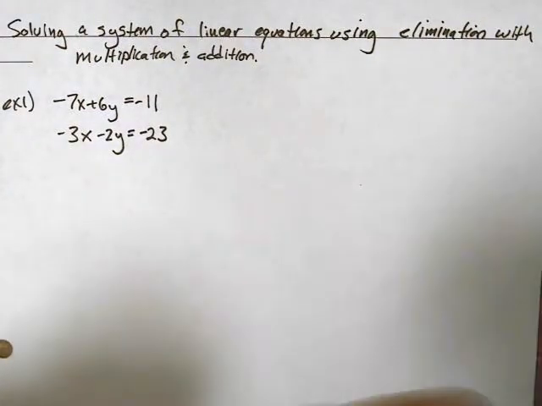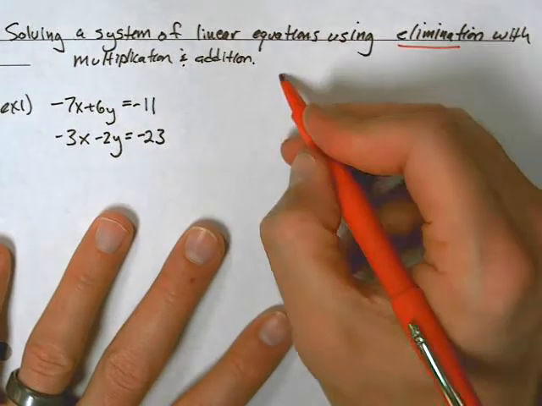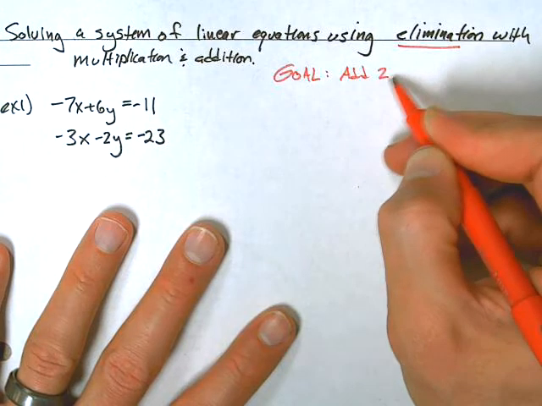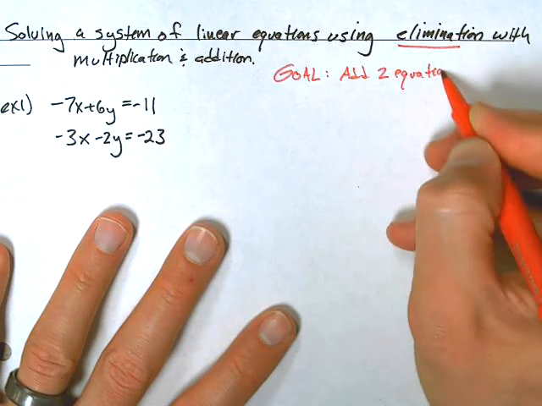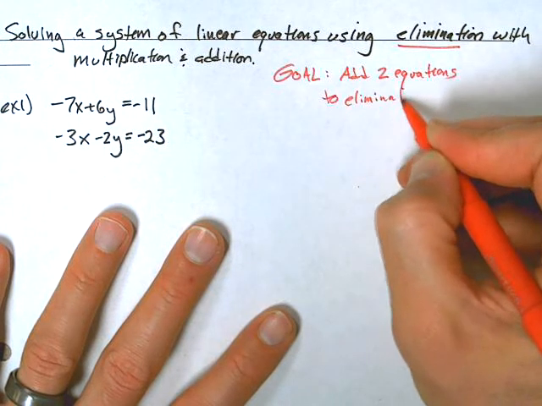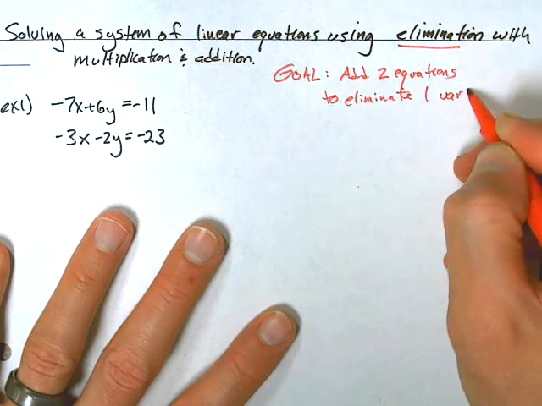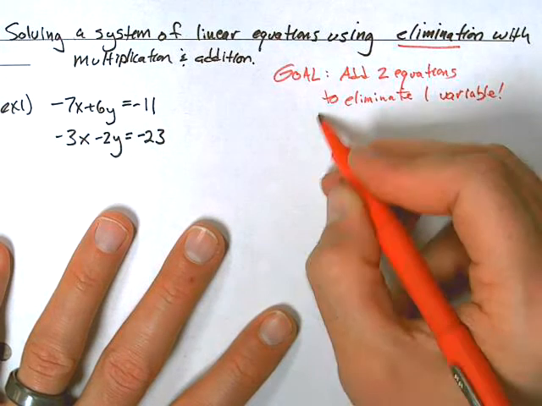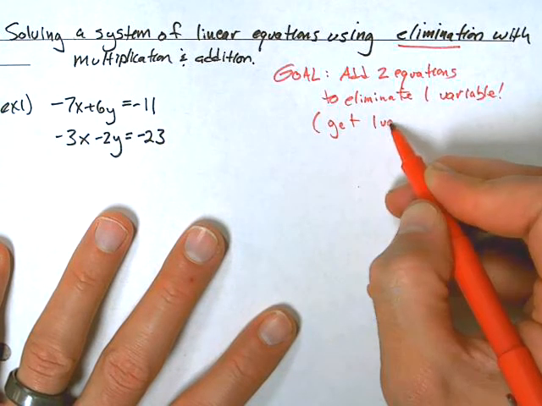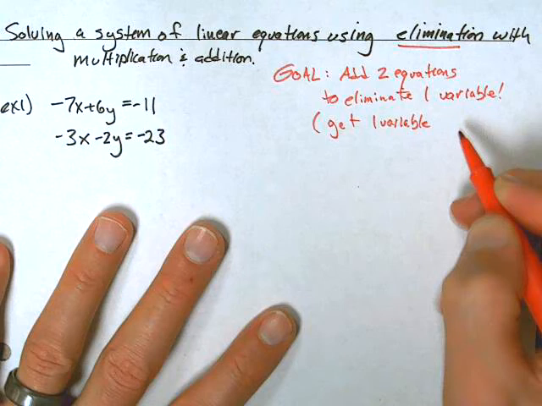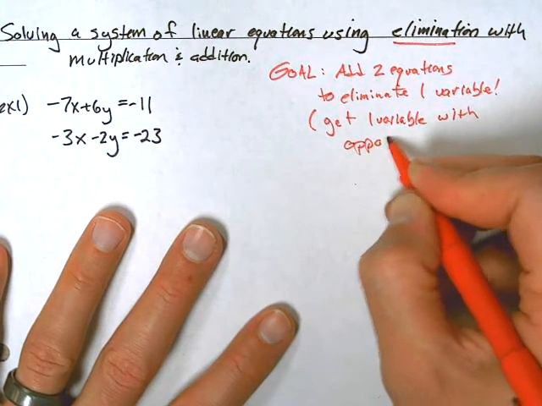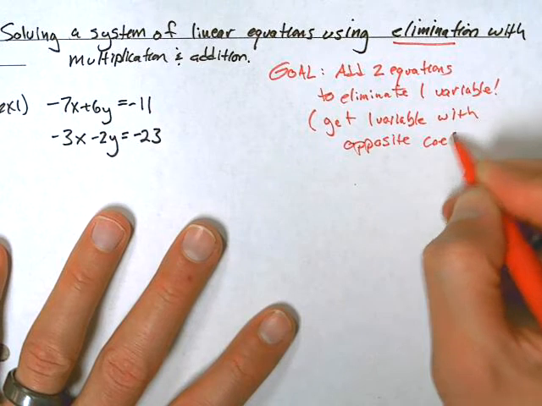Now, just as a quick review, the elimination method, the whole goal is to add the two equations to eliminate one of the variables. Now, in order to do that, we need to get one of the variables, either x or y, with opposite coefficients.